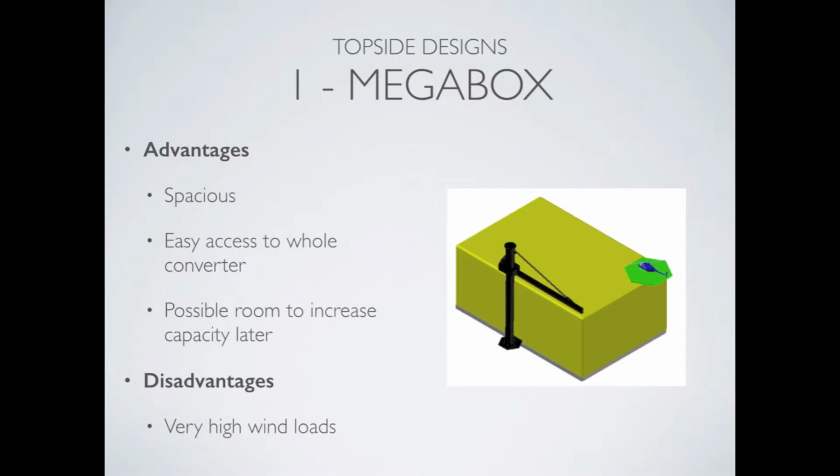We have developed 3 different designs for our topsides. Our first topside proposal is a simple large box with rounded corners which houses all the required equipment. This solution is spacious and provides easy access to the whole converter. The disadvantages are mainly related to high wind loading.